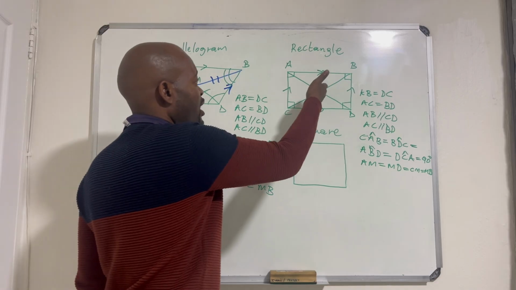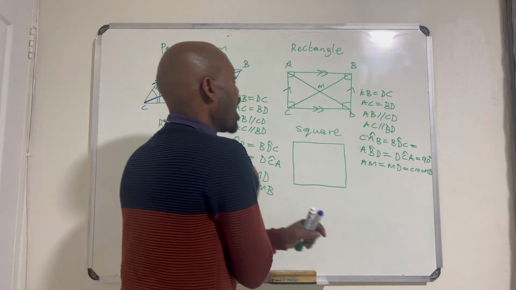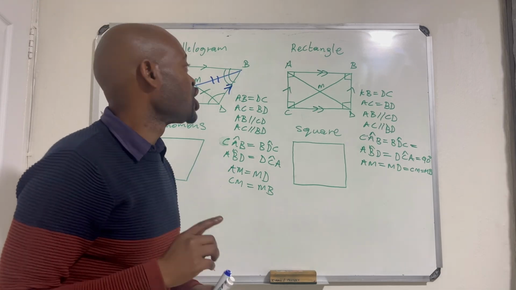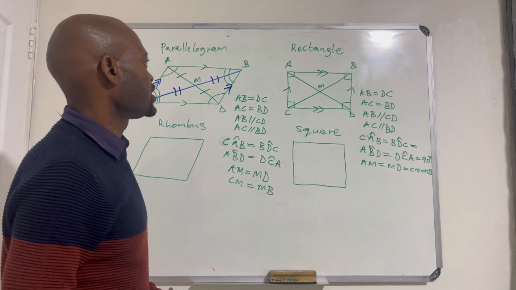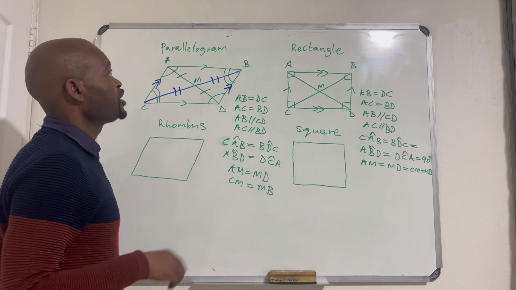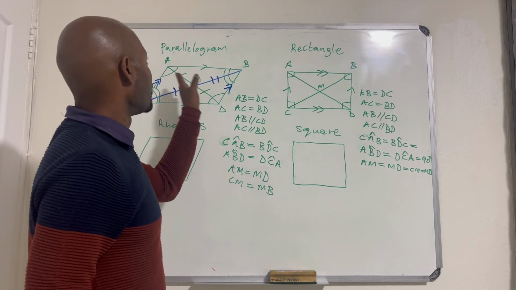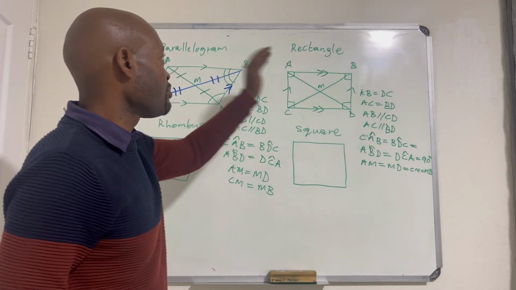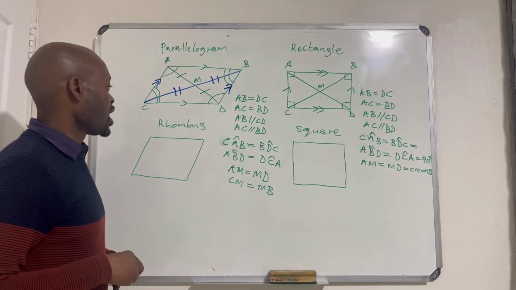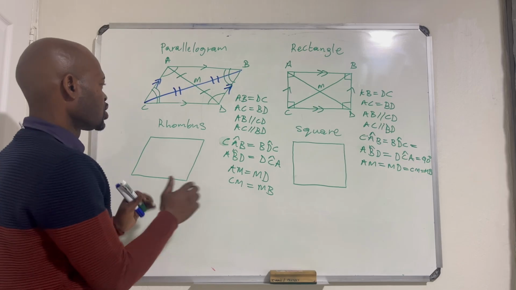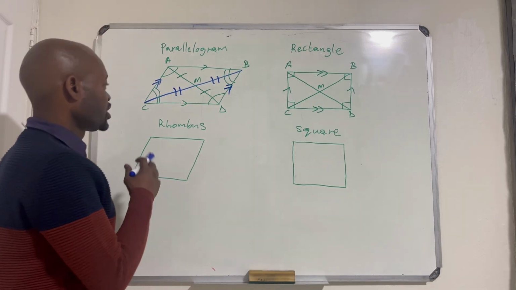Even here, the diagonals of a rectangle bisect each other, but not at a right angle. Therefore, we are still going to answer the question of whether a rectangle is a parallelogram or whether a parallelogram is a rectangle just now. Before we can answer those questions, let's talk about the properties of a rhombus.